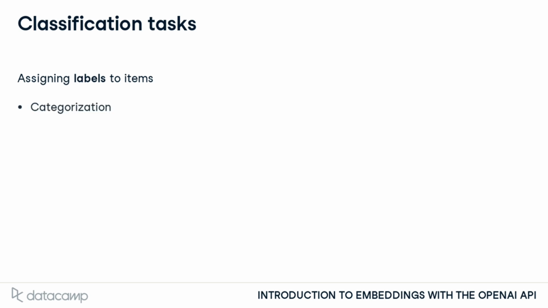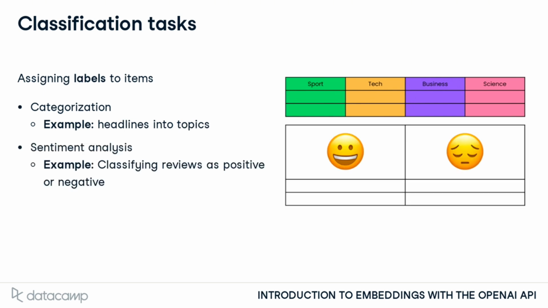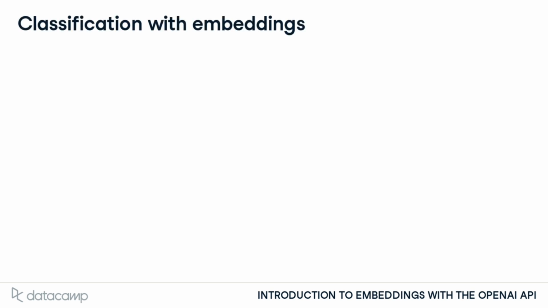Common tasks include categorization, such as categorizing headlines into different topics, and sentiment analysis, such as classifying reviews as positive or negative. Embeddings can be used for both of these cases, utilizing the model's ability to capture semantic meaning. We'll be using a type of classification called zero-shot classification, which means that the classifications won't be based on labeled examples. Let's look at how that works with an example on classifying news articles by topic.